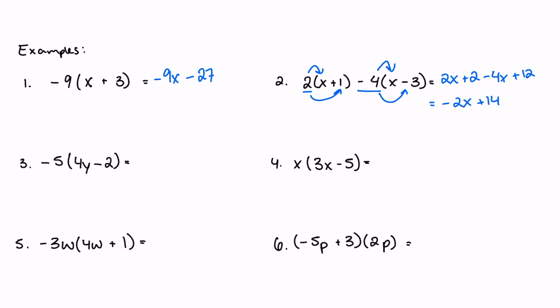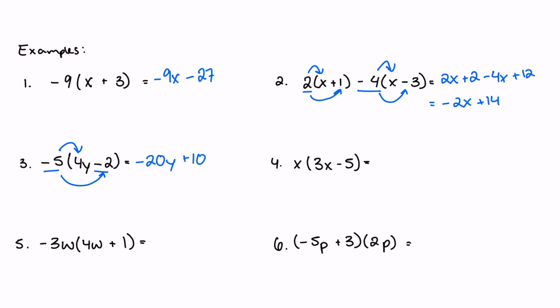For our next example, we're distributing this negative 5 to the 4y and also to the negative 2. So negative 5 times 4y is going to be negative 5 times 4, which is negative 20, and then also y. And negative 5 times negative 2 is going to be positive 10. So our answer is negative 20y plus 10.